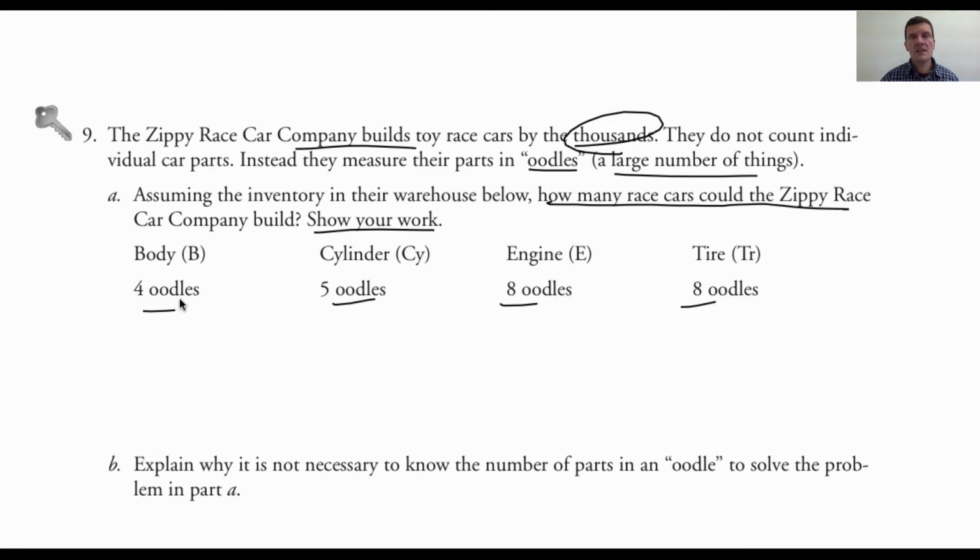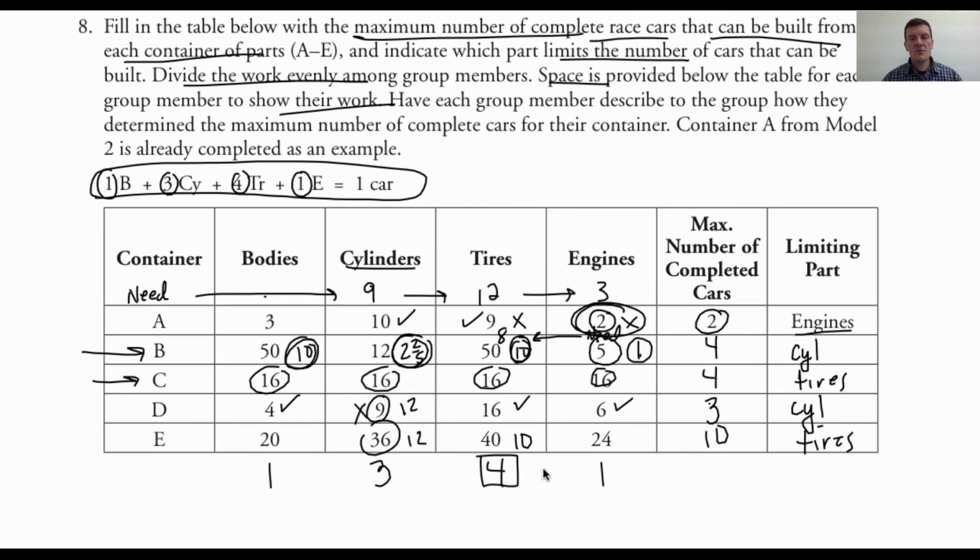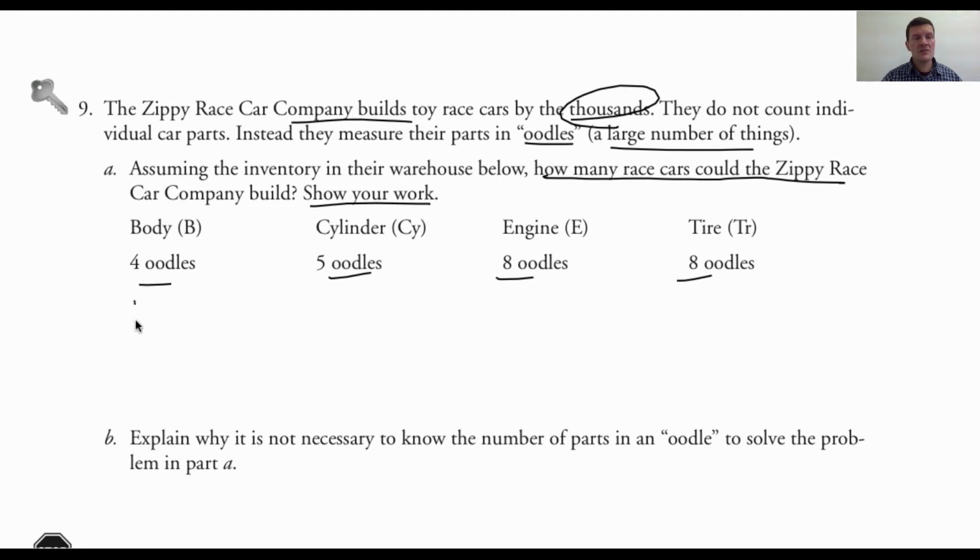Okay, that could be anything. So the ratio has to be the same though. Remember our ratio up here of 1 to 3 to 4 to 1? I'll remind us, 1 to 3 to 4 to 1. Okay? How many can they build? Well, we do the same thing. It doesn't matter if we're talking about oodles or actual numbers or moles. Doesn't matter.